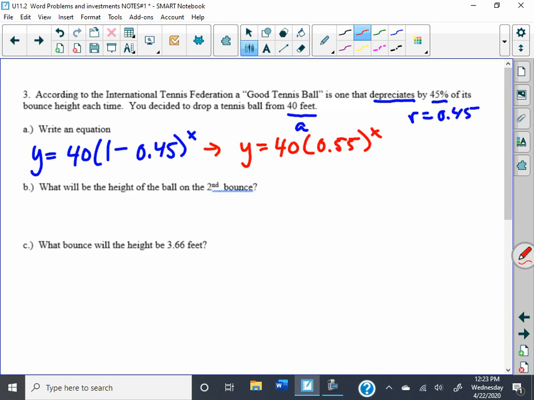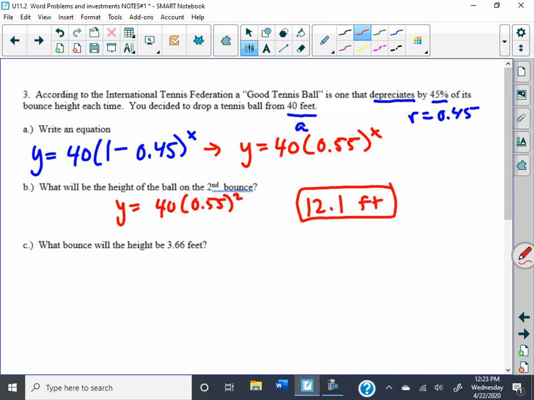All right, now B, what's the height of the ball on the second bounce? So we're just going to plug 2 in for x. Pretty easy. Again, we're going to be using our calculator for the second power. So let's put that in. 40 times 0.55, we're going to raise that to the second power. And so it looks like it's going to be 12.1 feet. 12.1 feet in the air.